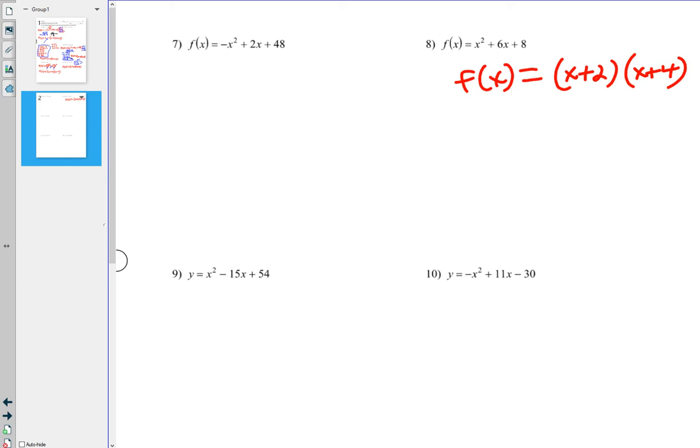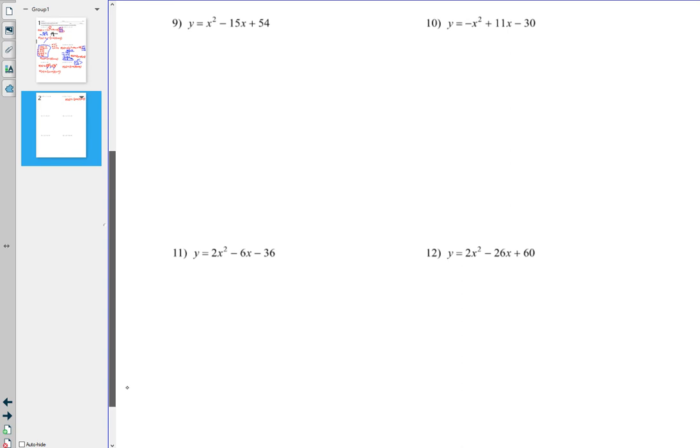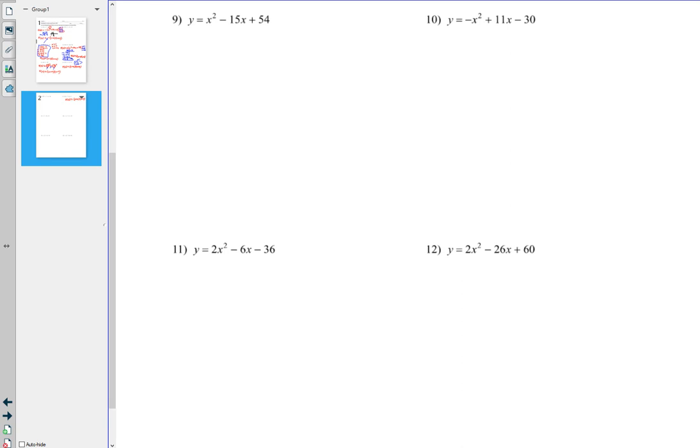Okay, notice how starting with number 9, they just changed the notation. Instead of function notation, they write y equals. Not so much that it would be right or wrong, but let's just stick to the way that they write it. So we're going to stick to y equals. The good news there is that A is 1. So can you think of two numbers off the top of your dome that multiply to give you 54 and add up to negative 15? Yeah, negative 3, negative 18 is negative 21.